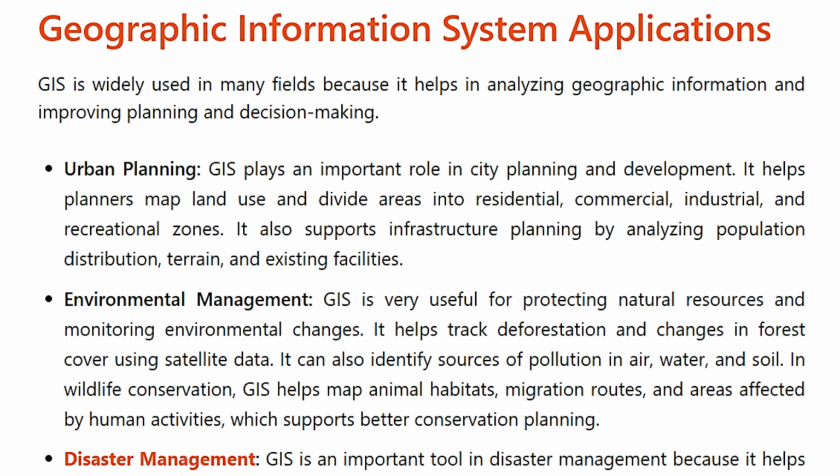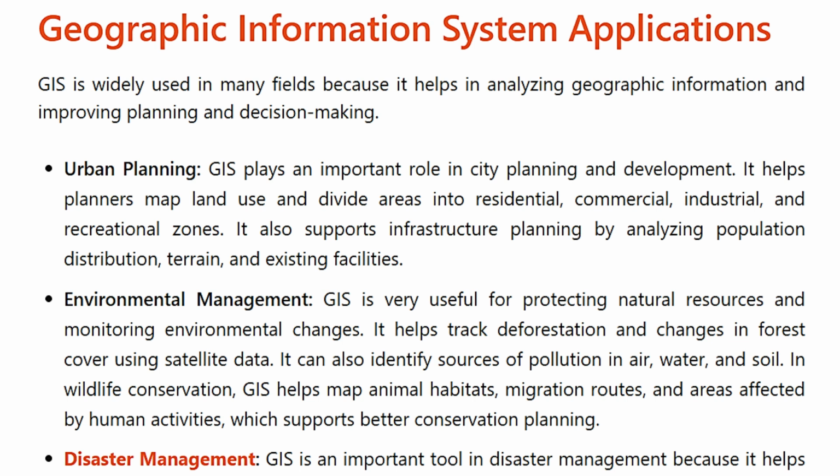GIS is widely used in many fields because it helps in analyzing geographic information and improving planning and decision-making. Urban planning. GIS plays an important role in city planning and development. It helps planners map land use and divide areas into residential, commercial, industrial, and recreational zones. It also supports infrastructure planning by analyzing population distribution, terrain, and existing facilities.